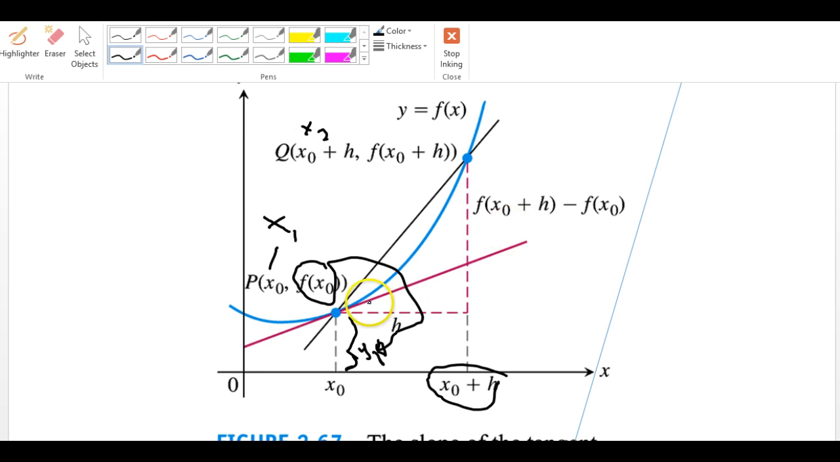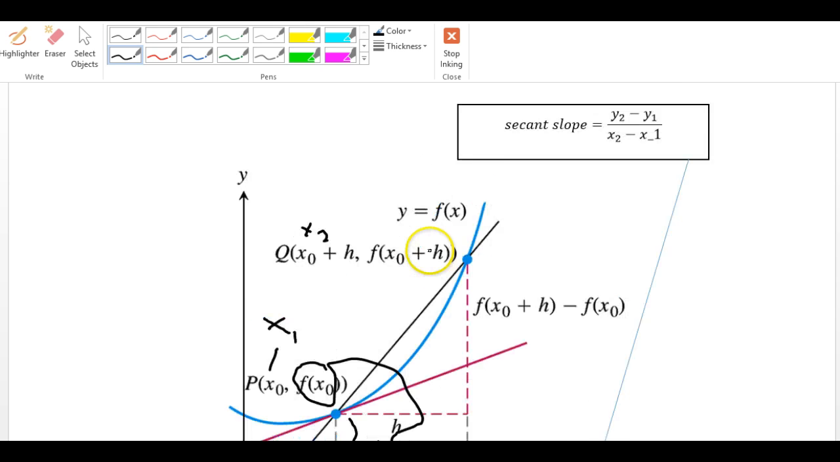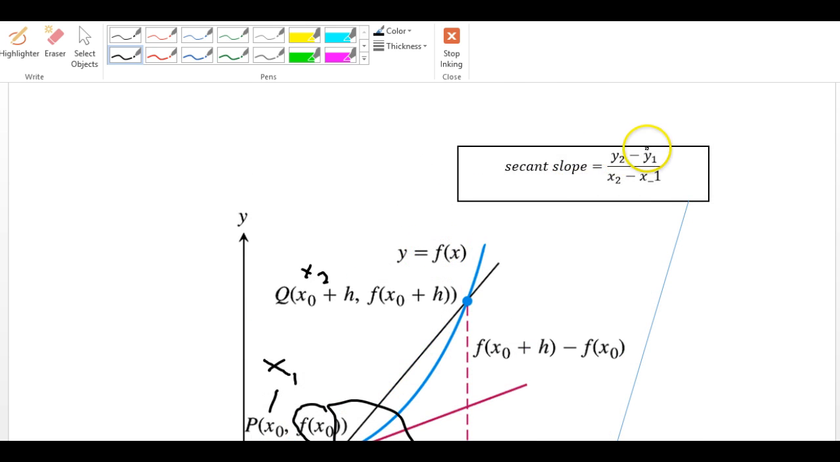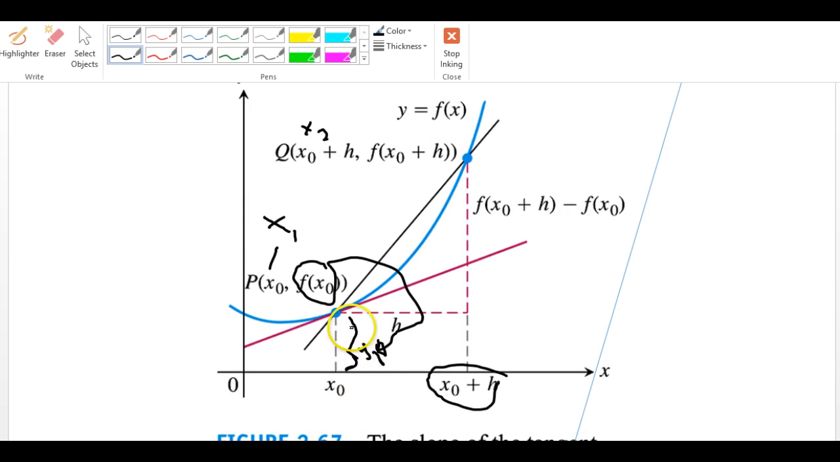So once again, we are trying to find the slope of the secant line. In order to do that, we need to write y2 minus y1 divided by x2 minus x1. Of course, x1 is the x value of the point that we want, x0, and x2 is the nearby point. So this gap is h. And x2 is the second point, this one right here, so x2 will be x0 plus h.